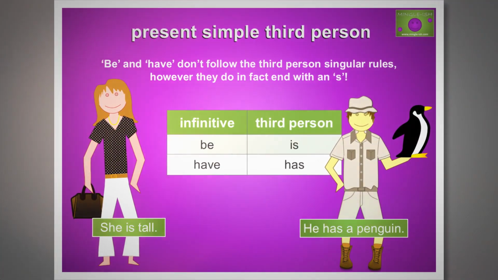There are two irregular verbs that don't follow this rule. They are be and have. Their forms in the third person singular are is and has.